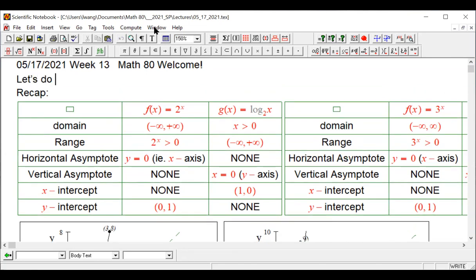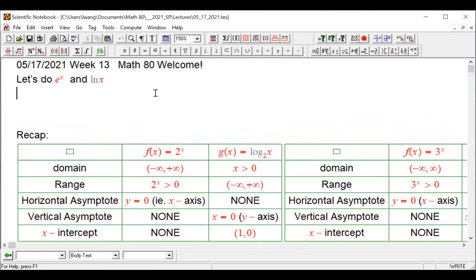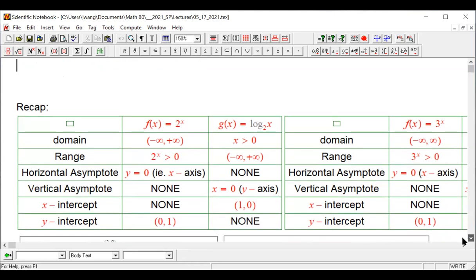Let's do e to the power x and ln x. Ln x takes some time for us to get used to. In fact, when I'm teaching the pre-calculus class this semester, a lot of our students are not quite used to ln x. So I want to give you guys a head start. The sooner you get to work on this, the better you will be.